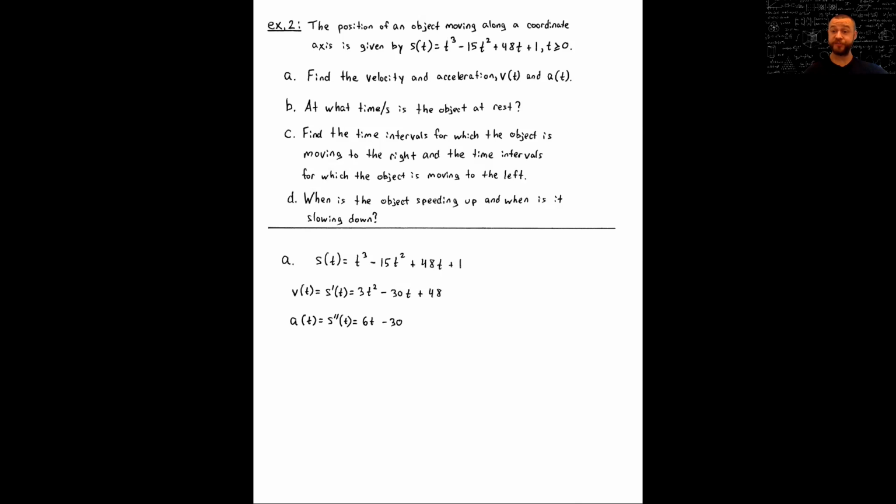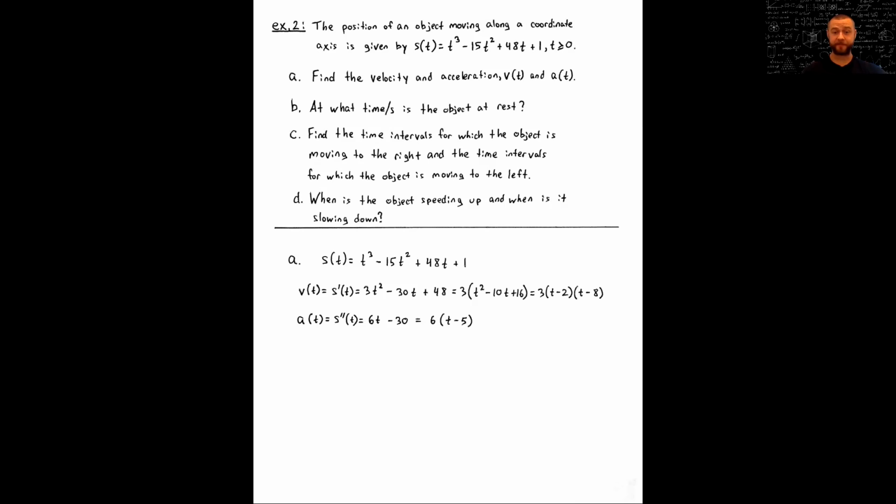All right, now how can you simplify v of t and a of t? Well, the only thing we can do, there's no like terms to combine, but we can factor them. And factoring v of t and a of t will make all the other parts, b through d, so much easier. So hopefully that goes pretty well for you to factor. Shouldn't be too bad.